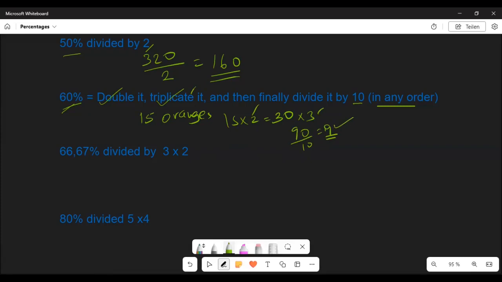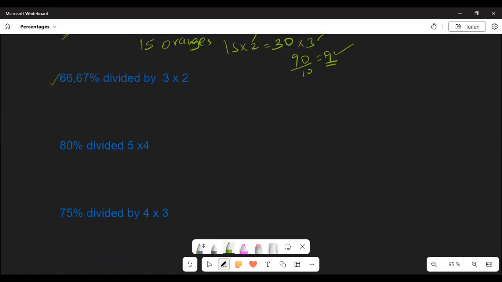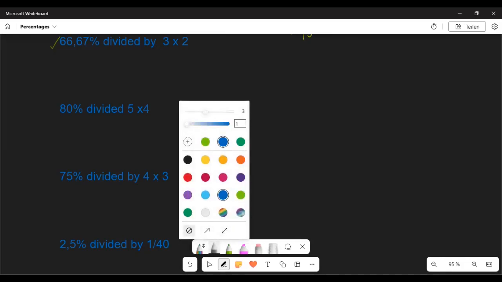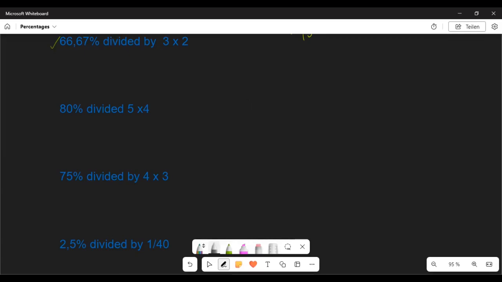Okay. Now let's go to a number like 66.67%. This is also an interesting value. And sometimes you may be having numbers that they ask you, hey, can you find the value of 66.67% of this number? So in that case, you need to use the shortcut we have here. Just divide the number by 3, and then multiply the number by 2.